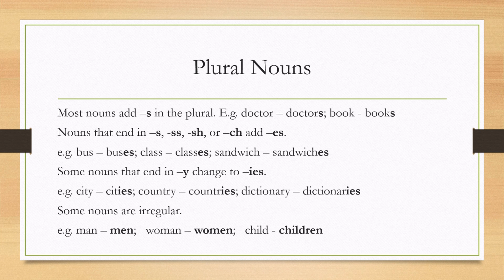Sandwich, sandwiches. Some nouns that end in y change to ies. Let's look at these examples. One city becomes many cities. Country in the plural becomes countries. Dictionary becomes dictionaries. Some nouns are irregular, which means they change completely in the plural form. Man, men. Woman, women. Child, children.